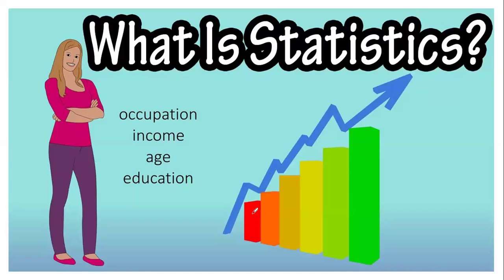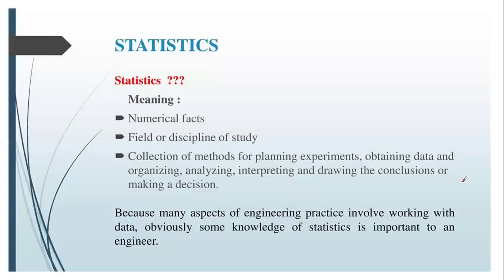Okay, my slides are not moving now. So the meaning of statistics can be classified into two. One is based on the numerical facts, and the second one is based on the field or the discipline. When we say numerical facts, it means we can define statistics as any numerical information that we have, then we can call that statistics.